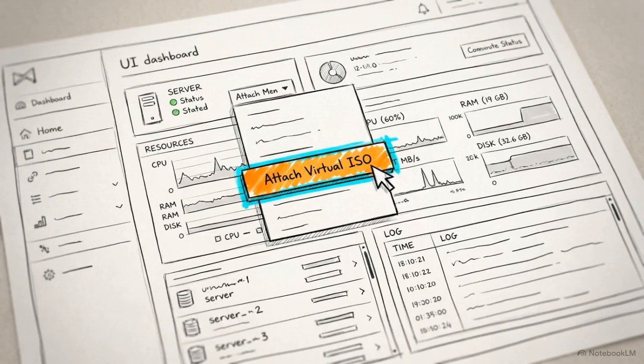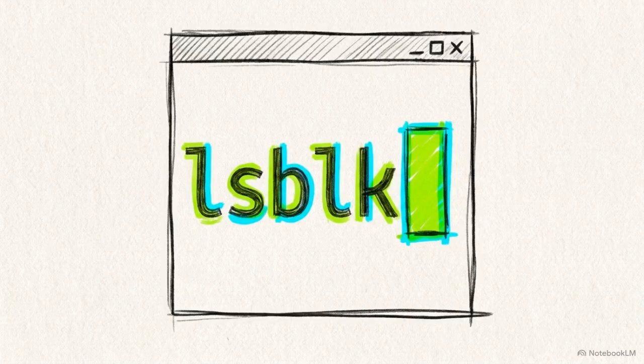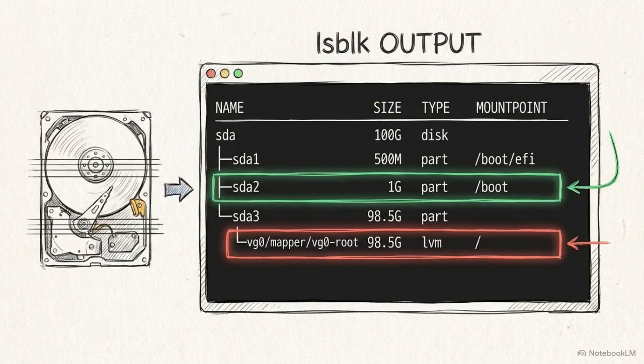Attach the minimal installation ISO to your server and boot into its live environment. From this live terminal, execute the command lsblk. This will read the physical drives and map out the server's local disk layout.